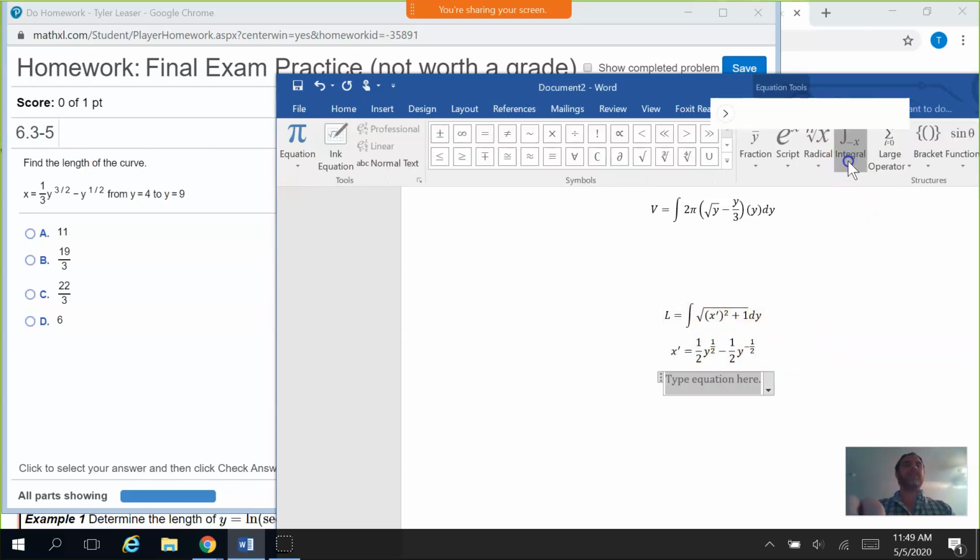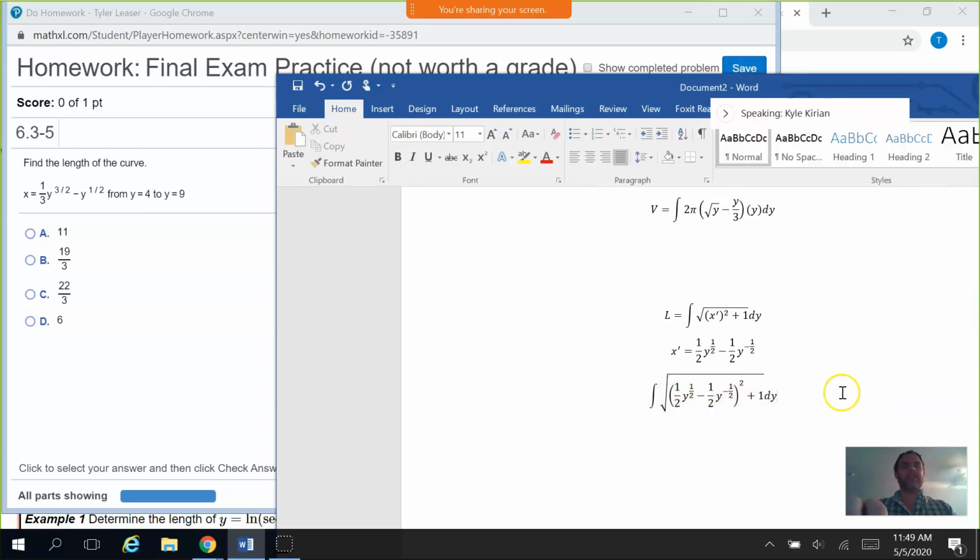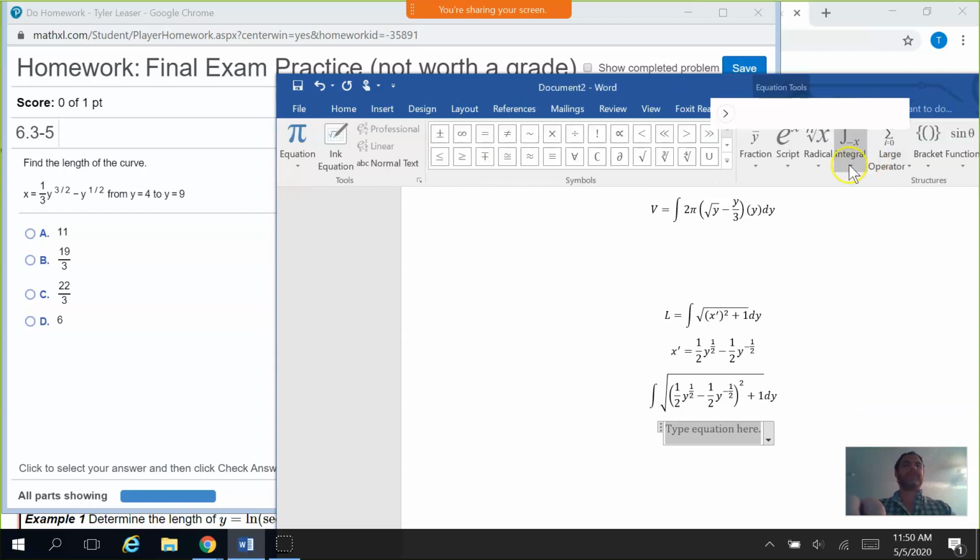So now my integral is still a square root, and it's going to be this thing squared. So that 1/2, just to copy it down, y to the 1/2 minus 1/2 y to the negative 1/2, that all squared plus 1. And now it's dy. So when you square this off, something kind of cool is going to happen. I say cool, it's probably not the right word.